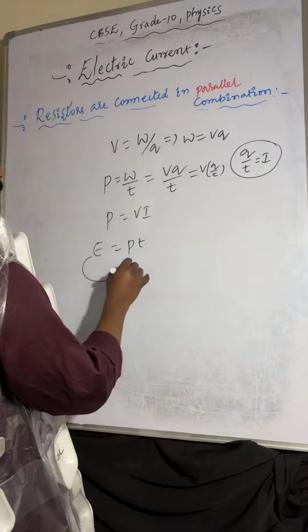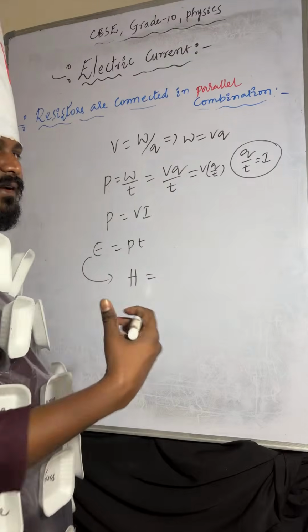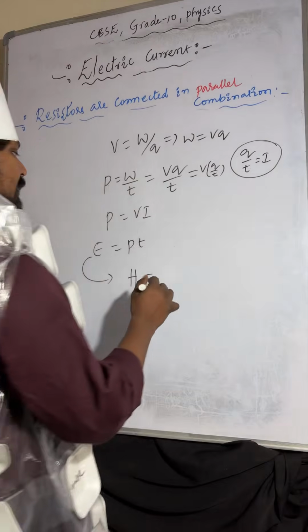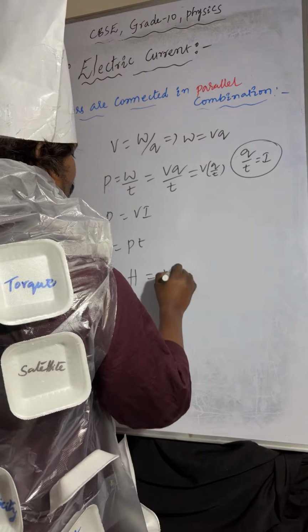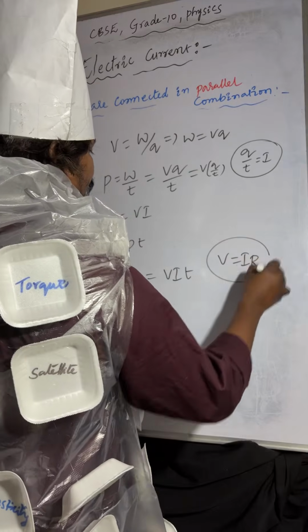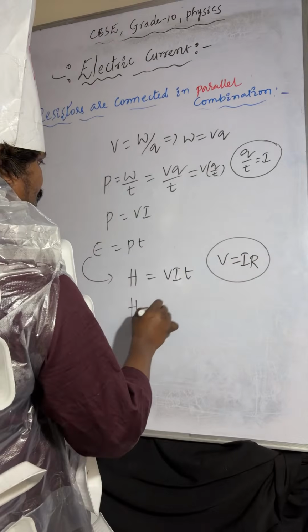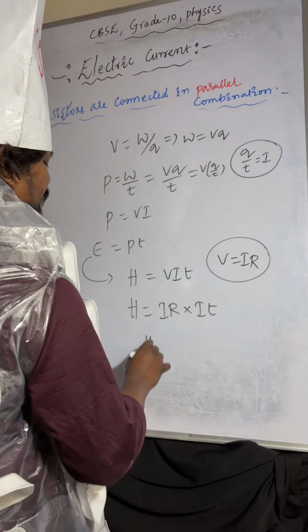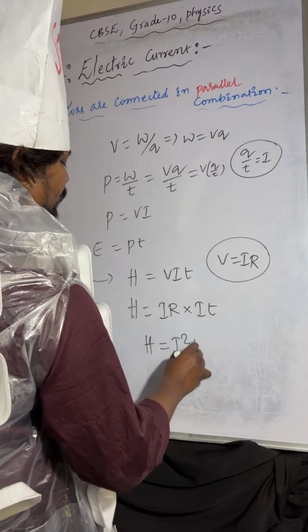So the energy given to the conductor will be converted in the form of heat. So H equal to VI into T. We know that V equal to IR, so IR into I into T. So H equal to I square RT.